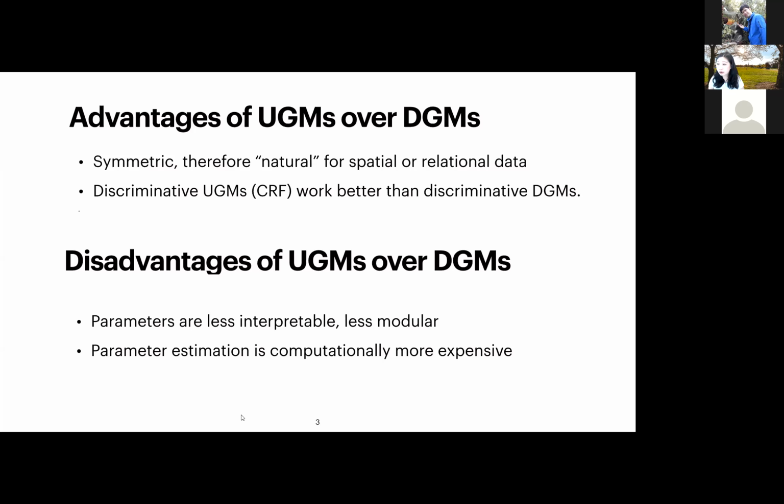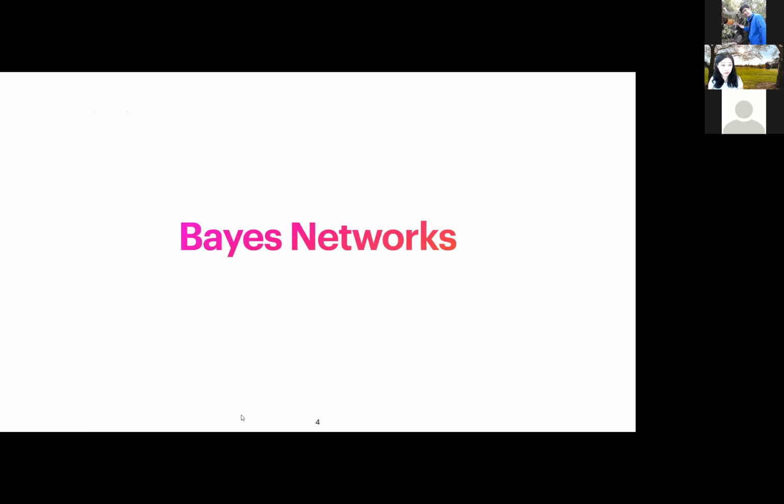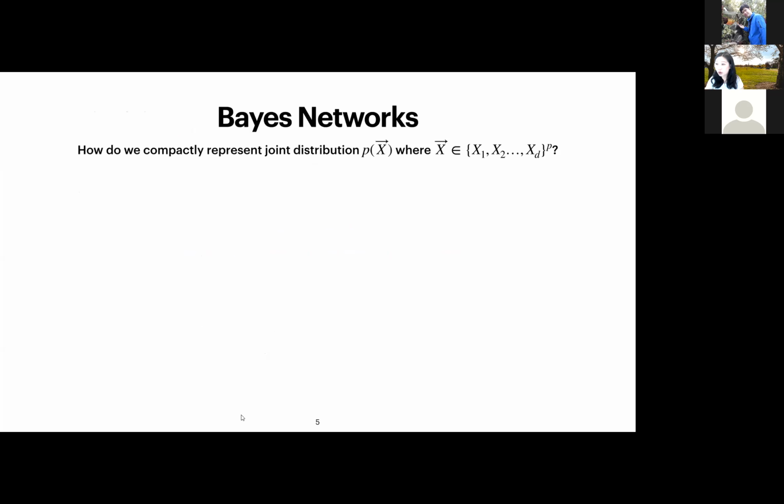So now let me first introduce some basics in Bayes networks. Also using Bayes networks, I wanted to motivate why we use graphical models. Okay, although this motivation also works for undirected graphical models.